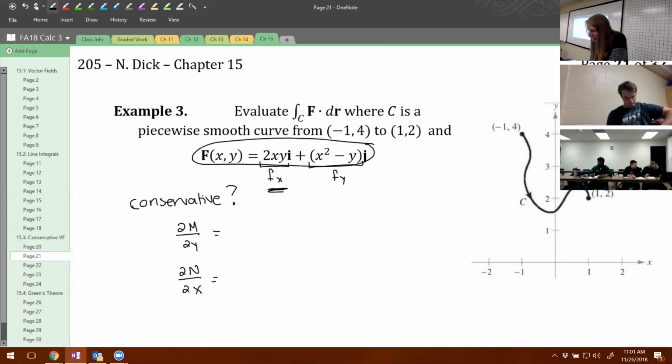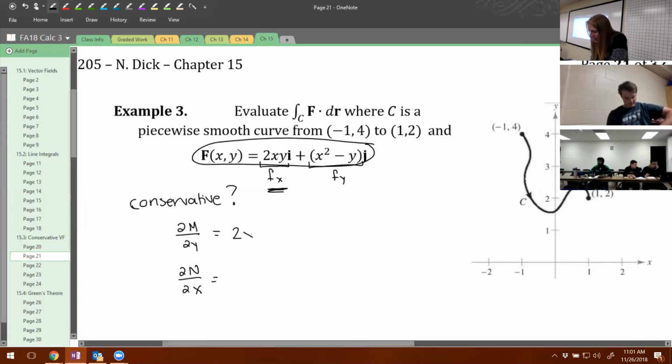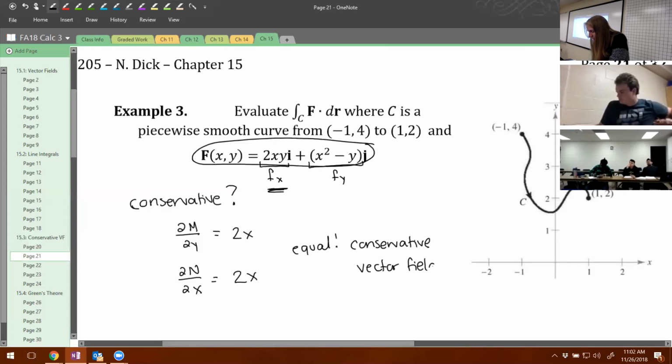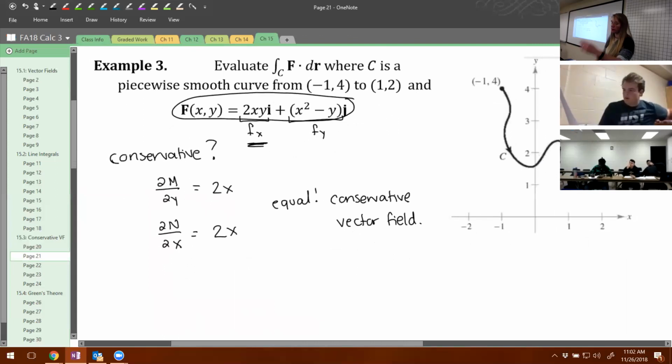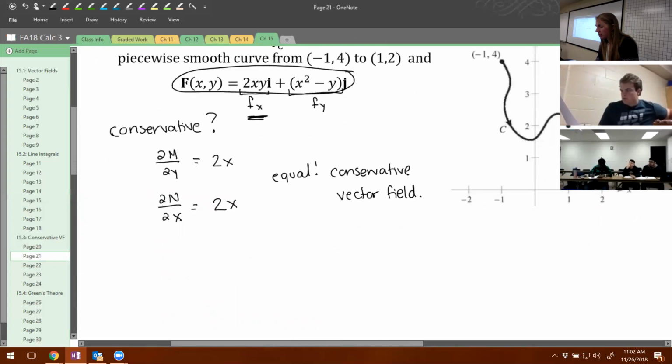All right, so partial of m with respect to y is 2x. Partial of n with respect to x is also 2x. And yay, they're equal, which means it is conservative. If this was not conservative, we would not finish this problem. I'll just tell you guys that now, because that is not a function I could parameterize without some software. But since it is, the next thing we can go through and do is find a potential function.